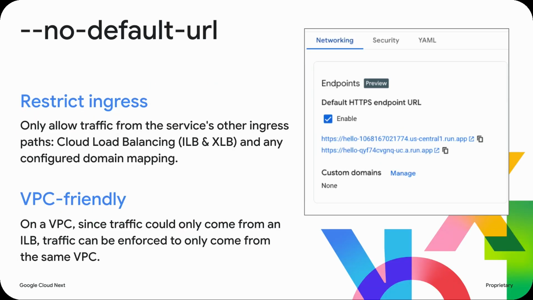All right, Cloud Run has always provided a convenient default URL. Now it has a predictable URL of service plus project plus region plus run.app. But now, Cloud Run allows a simple way to disable this URL with the aptly named --no-default-url in the gcloud argument, also in the API. Disabling the default run.app URL of a Cloud Run service only allows traffic from the service's other ingress paths, being cloud load balancing and any configured domain mapping you have.